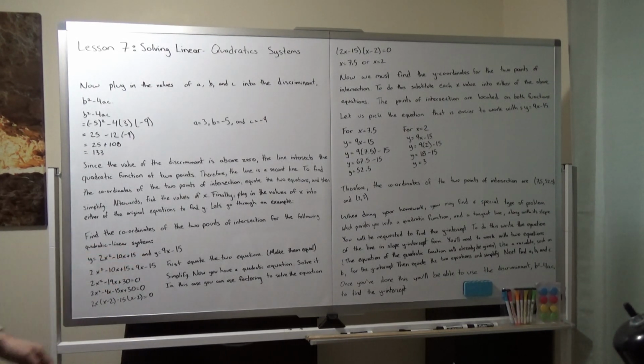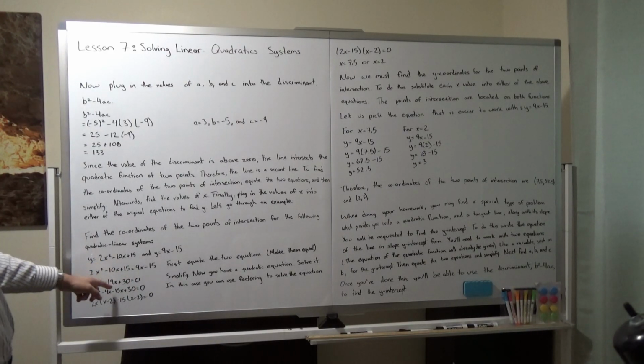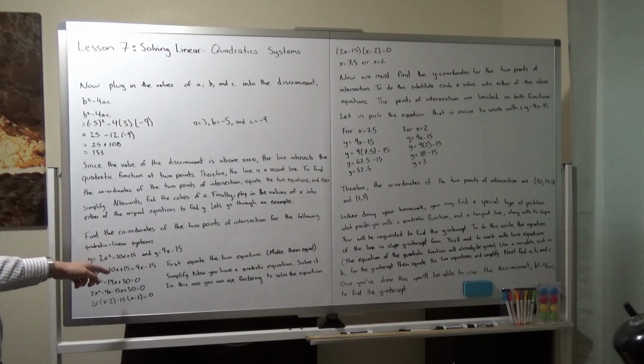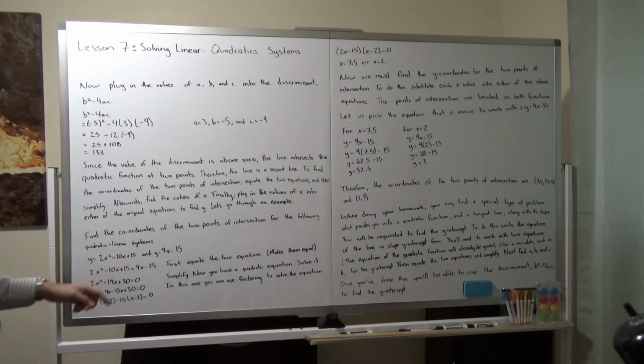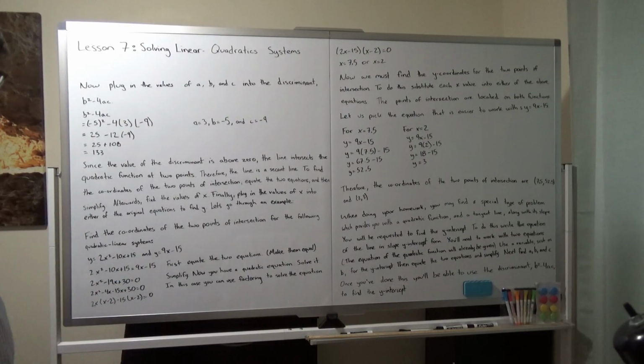Next, simplify. You bring 9x to the left side. So negative 10x minus 9x is negative 19x, and positive 15 plus 15, because we bring it to the other side, is positive 30. Now you have a quadratic equation. Solve it. We notice that negative 19x is equal to negative 4x minus 15x, and we know that 4 times 15 is 60, and 2 times 30 is 60. So we can use factoring to solve this.